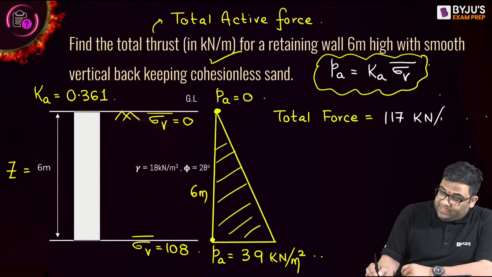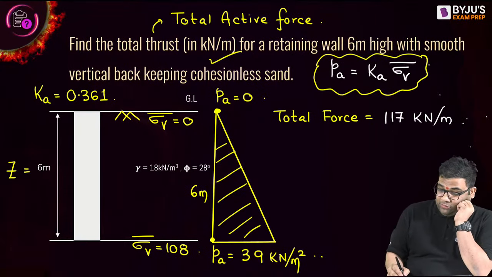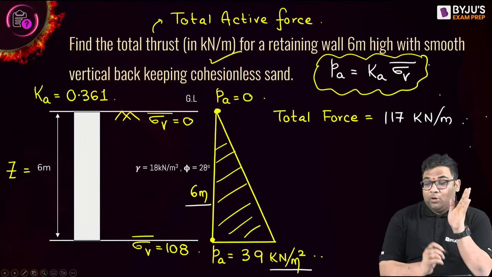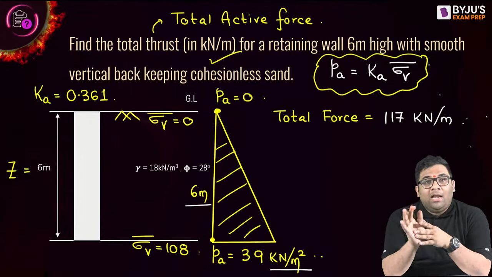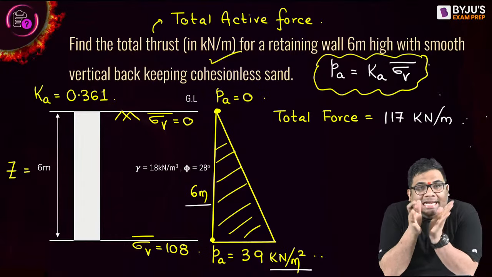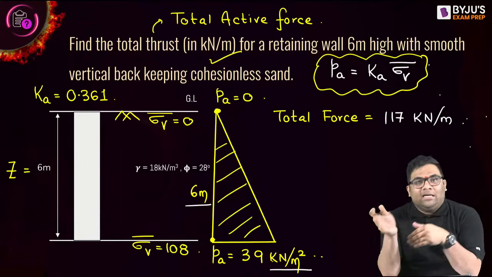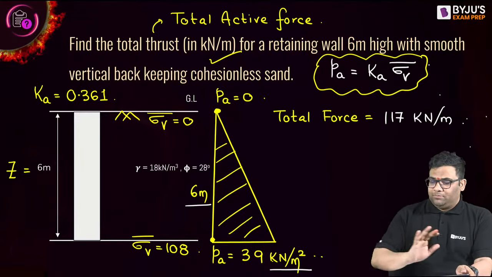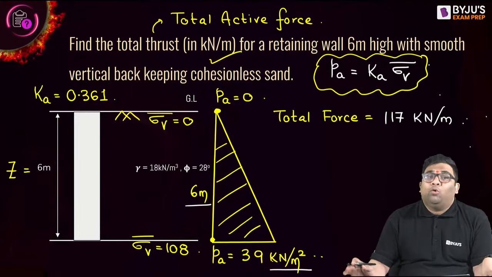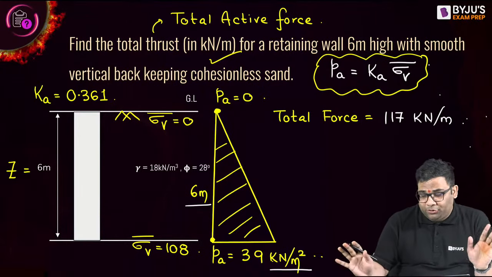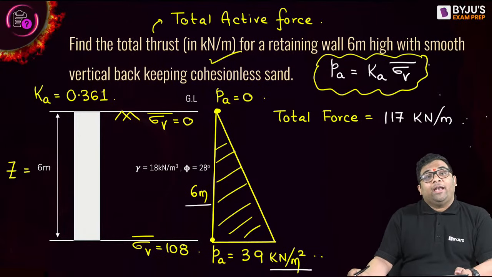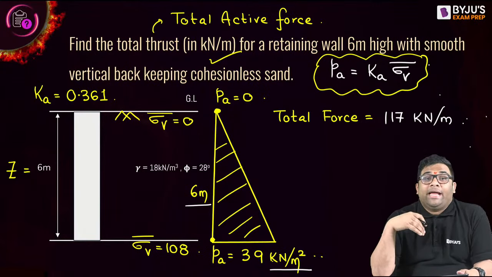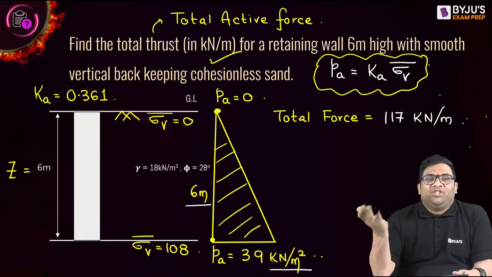Why am I getting per meter? Because this is kilonewton per meter square and this is meter. If you multiply, you get kilonewton per meter. This is the force acting on the wall per unit length of the wall. So this is the way we find the total earth pressure force. This is due to soil. There can be other factors also, like water and surcharge.